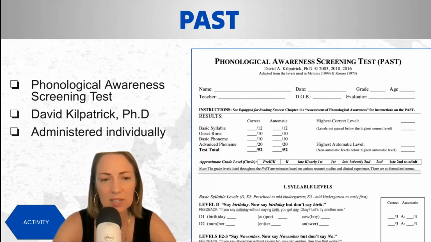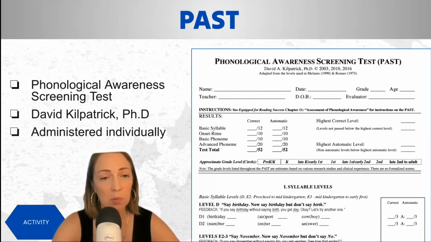These kind of activities, you'll see it's really just about manipulating sounds in a word and a student's ability to do that. Because if they can manipulate the sounds in a word or parts of a word, they have strong word structure, they're probably a better reader.